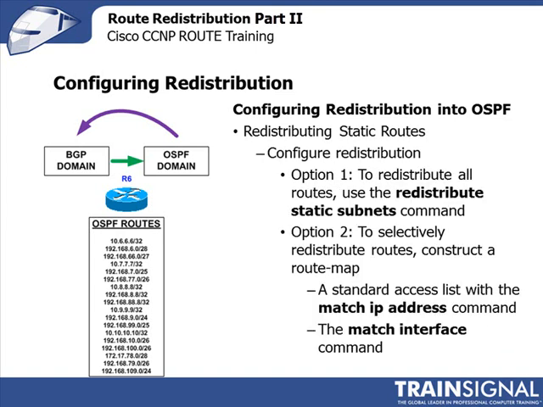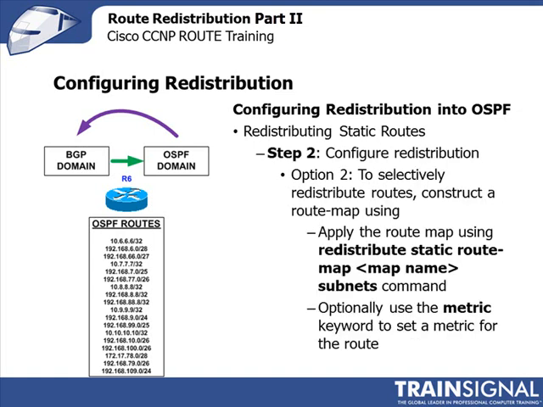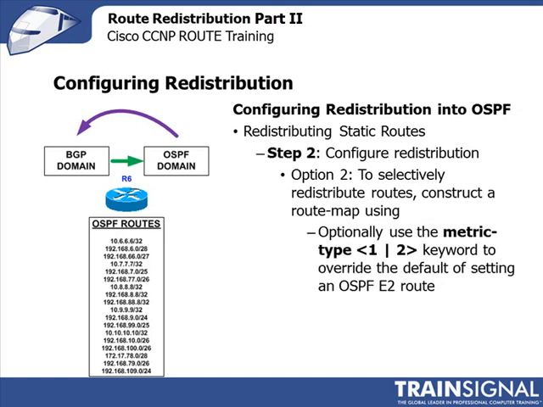Static routes. Simple redistribute static subnets is going to pull all of the static routes on that particular device. Or you can use the route map. We've stepped through this a number of times before. Access list, prefix list, match interface, route map. Apply it with the redistribute static route-map subnets command. Use metric or metric type on this as well.